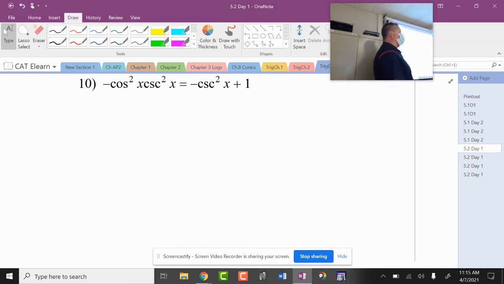Okay, hold on. This is a weird one. But if I look at the left side, this can turn into cosine squared over sine squared. What's cosine squared over sine squared? Cotangent squared. Now I have the bridge. And I know cotangent squared shares cosecant squared in a Pythagorean identity. I'm getting somewhere. So that's what I'm going to do.